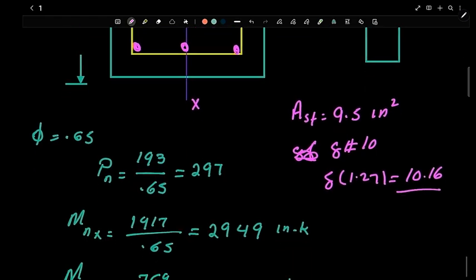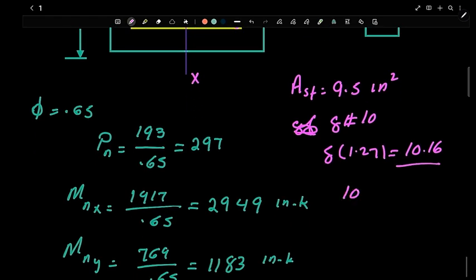Then you get 10.16. So 10.16 divided by the gross cross-sectional area, which was 225, and that becomes 0.045. So that's not bad. That's pretty good.